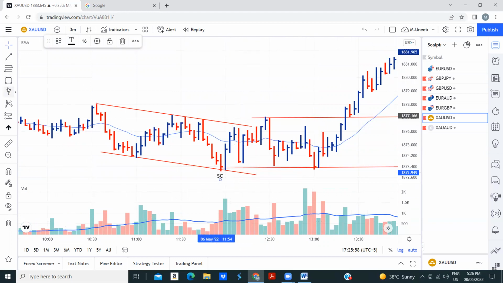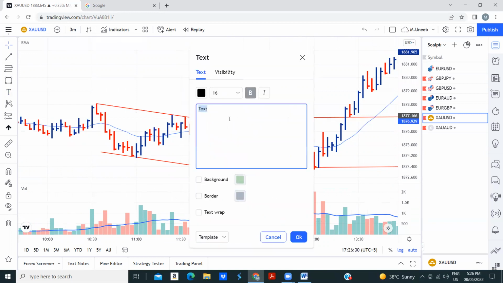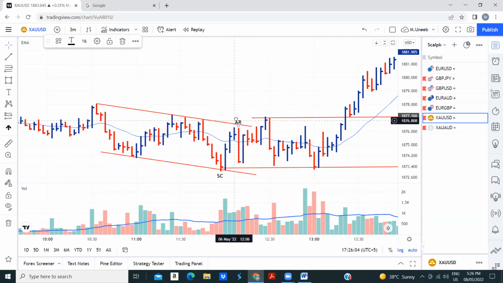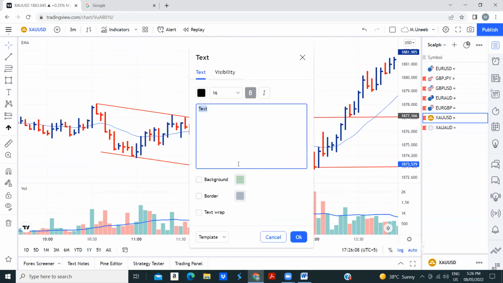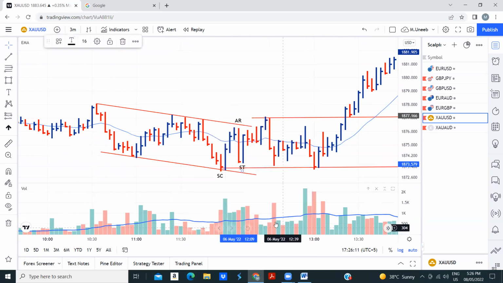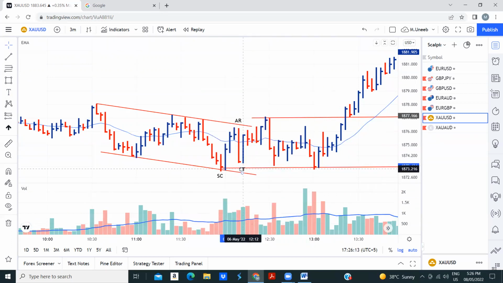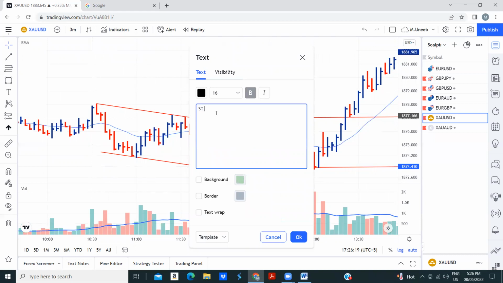What do we call it? Automatic reaction. Rally. Okay, all right. And then this one, secondary test, right? And what happened to the secondary test? Can you tell me? The secondary test is making a higher low. Am I right? Yeah. The secondary test is making a higher low.